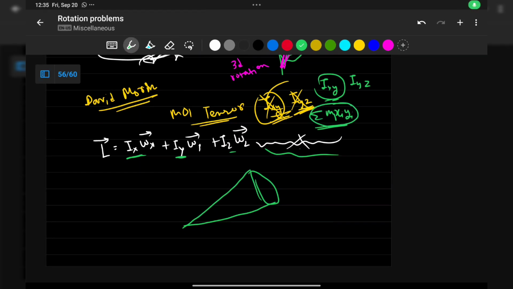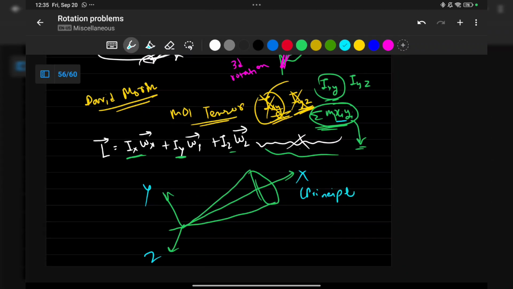So this thing just gets cancelled, and for that we have to choose the x direction and the y direction such that these things get cancelled. Suppose I choose x, y, and z in these three directions, and about them these xi, yi into mi terms get cancelled, then these are called the principal axes. This principal axis concept is very important.